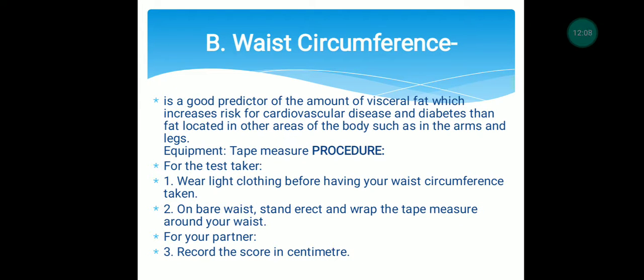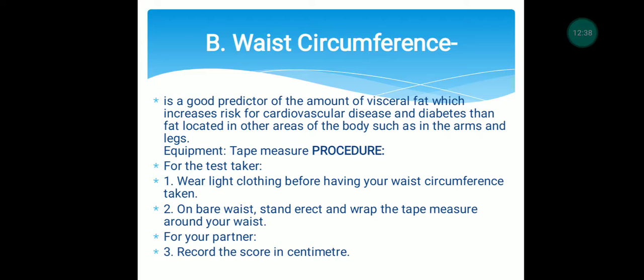So, waist circumference. It is a good predictor of the amount of visceral fat, with increased risk for cardiovascular disease and diabetes, than fat located in other areas of the body, such as in the arms and legs. So the equipment for waist circumference is a tape measure.